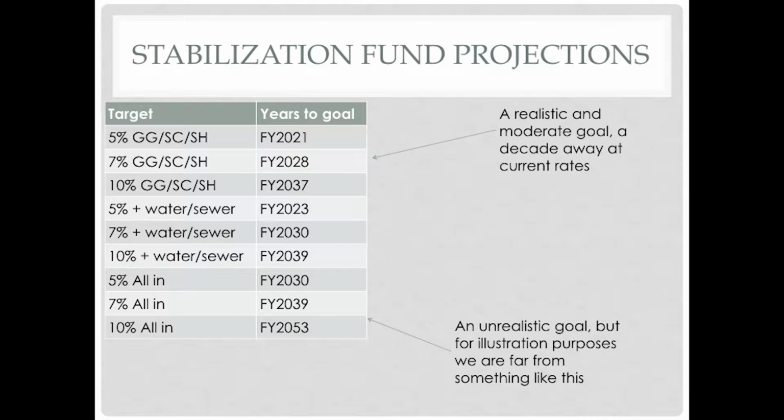Here are the targets if we wanted to add in the water and sewer, and then if we wanted to add in the light department, we'd be getting all the way down to fiscal 53. The reality is that 10% all in is realistically not going to happen unless we saw a cash windfall one year and we didn't have another use for it, and we said, well, just stick it in the bank so we'll get there.